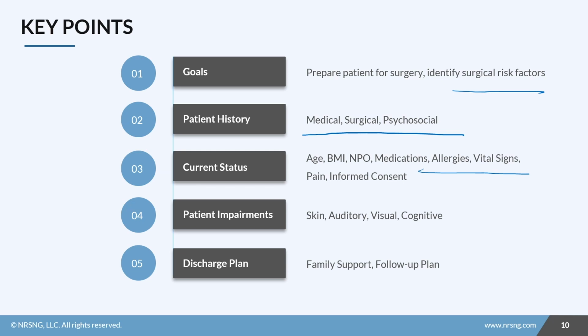Also, any patient impairments should be assessed, including skin, hearing, vision issues, and let's not forget about their cognitive issues. They must know what is going on. And finally, we're going to assess their discharge plan or concerns, meaning is family support available and what follow-up should include.